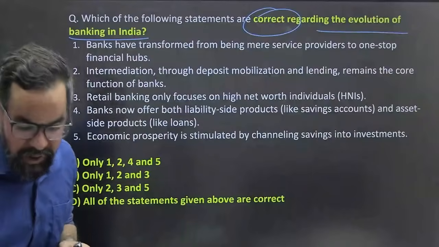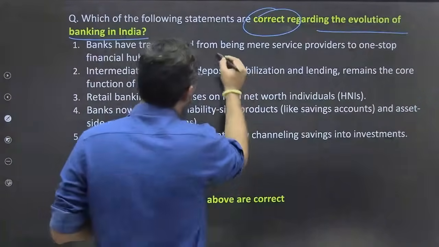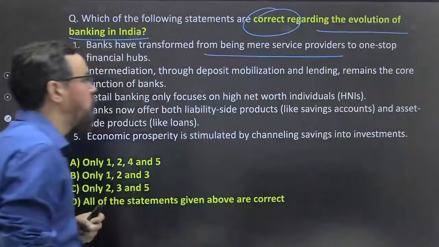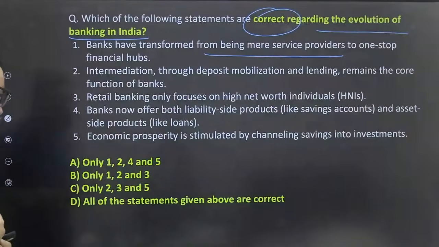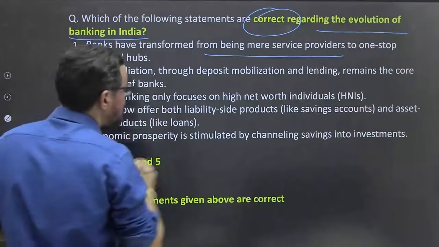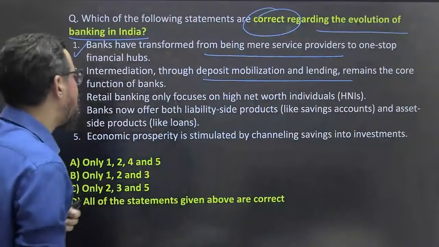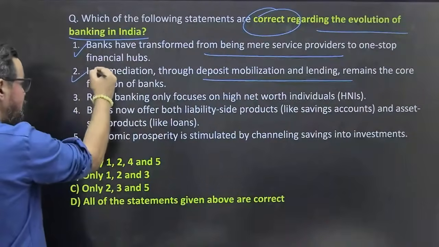Okay, non retail banking, okay. Banks have transformed from being a mere service provider to a one-stop financial solution. So the first statement is 100% true. Then the second one is that intermediation through deposit mobilization and lending remains the core function of banking itself.